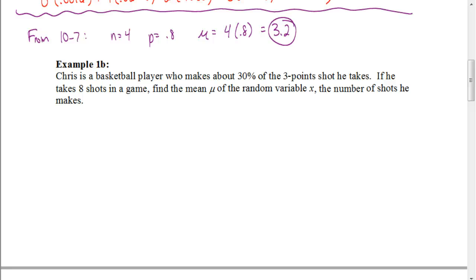Okay, let's see how you did. So what you would do is take the number of trials, or value for n, which would be 8, because he's taking 8 shots. The probability of a success is 30%, or as a decimal, 0.3. So we'd multiply those two together. 8 times 0.3 gives us 2.4. So we'd expect that he would make about 2.4 shots per game.